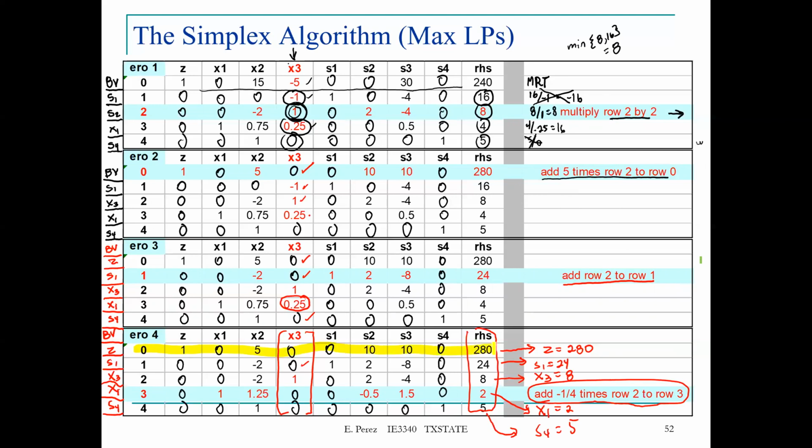And for a maximization problem, if you look at those coefficients and there are no negative values there, then that means that you have found an optimal solution. If you find a negative value in row 0 after completing the iteration, that means that you still have to do another iteration to enter that negative coefficient. But at this point, there's no negative coefficient in row 0, so that means we have found the optimal solution. The optimal solution is Z equals 280 with X1 equals 2, X3 equals 8.